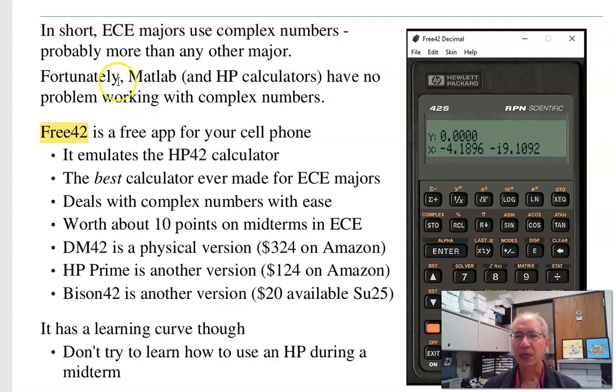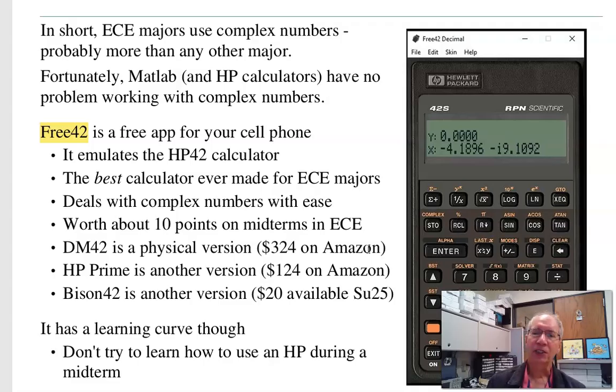There's a couple of versions available. Amazon sells them. On Amazon, they're called the DM42. It goes for about $300 on Amazon, a little bit ritzy. The HP Prime is the current version that's in production, about $124 on Amazon. There's also the Bison 42 coming up. It should be available summer '25 for $20. It's basically a circuit board that you solder together, and you have your own HP 42 calculator.